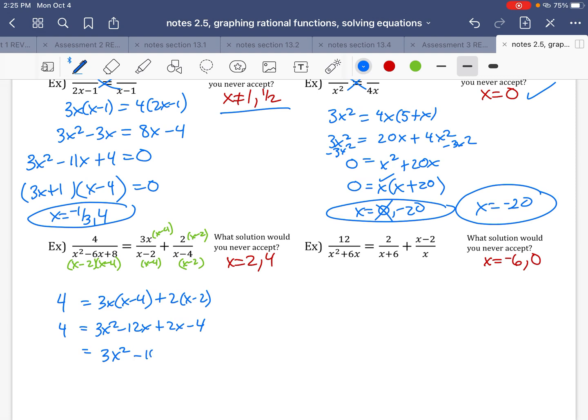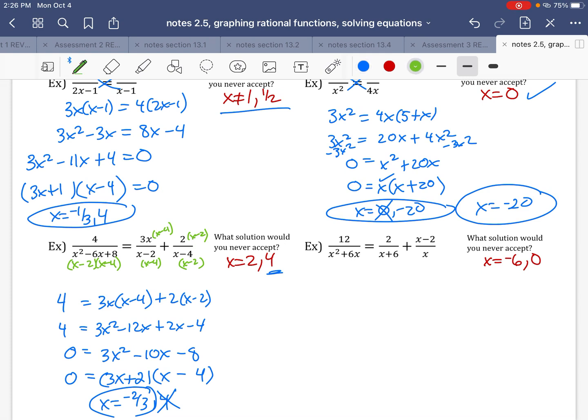So let's see, I got 3x squared minus 10x, and then bring that 4 over, minus 8. All right, so you can factor that however you like, but it factors into 3x and x. And let's see, 4 and 2, negative and plus. So I get x equals negative 2/3 and 4. And uh-oh, look right there, I can't keep the 4, so x equals negative 2/3 is my only answer.